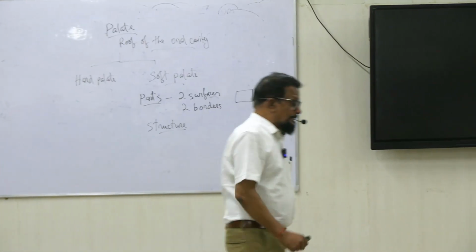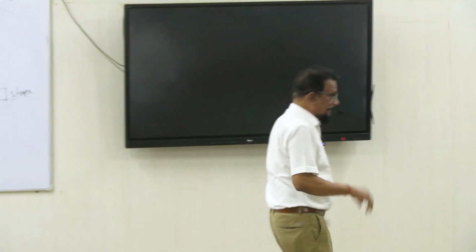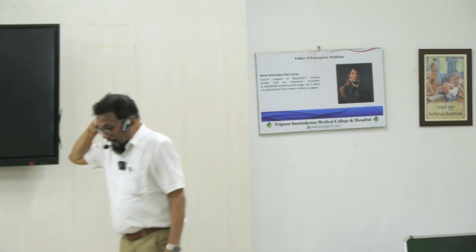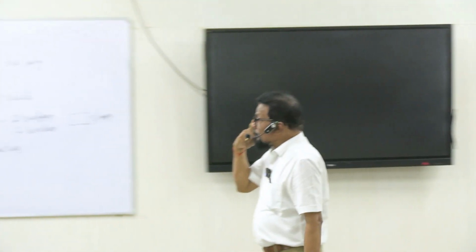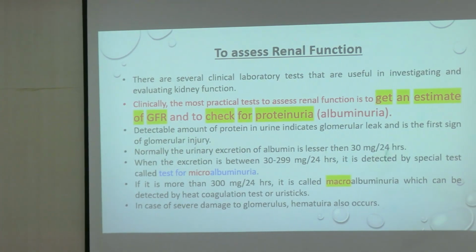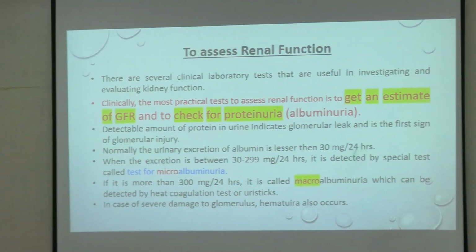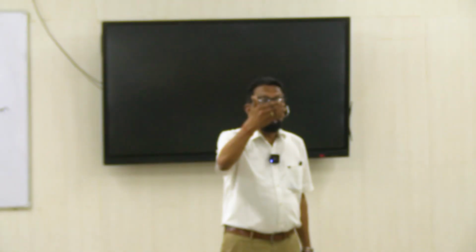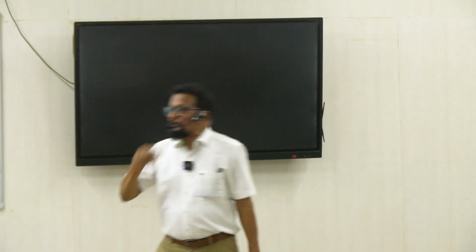Okay, we are now coming to the most important thing, that is, to assess the renal function. Here we will assess the renal function particularly by two important measures. One is the glomerular filtration rate. Another is the presence of protein in the urine. How much protein is going? Okay, and what is the glomerular filtration rate? GFR. These are the most important things.